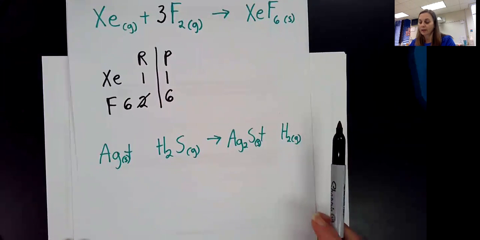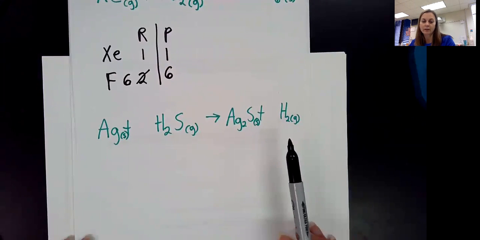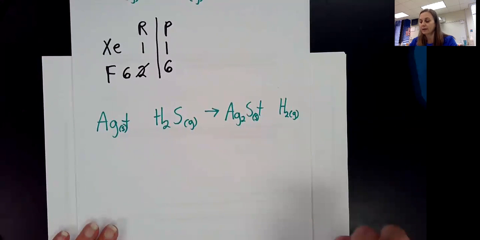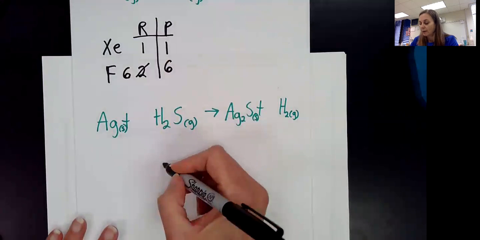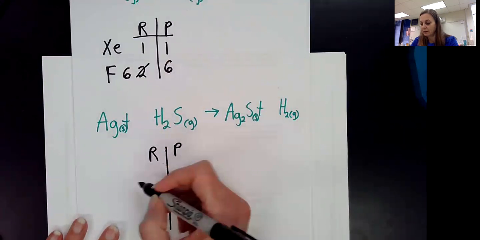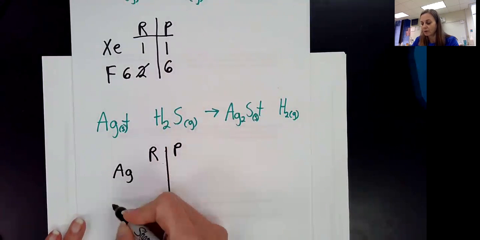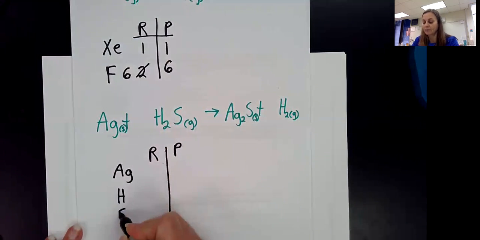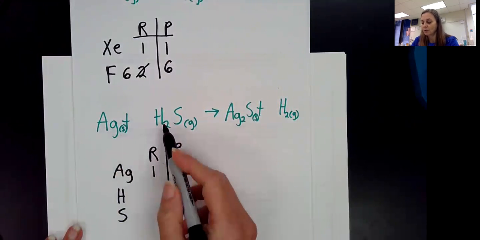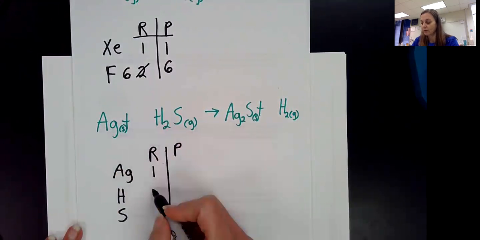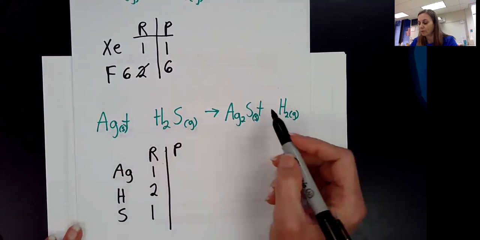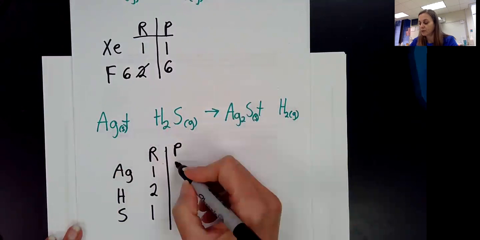All right, taking a look at our next problem, we're going to go through the exact same process, just now we have 3 elements to keep track of instead. And so I'm going to make my T-chart, reactant side, product side. I have silver, I have hydrogen, and I have sulfur. On the reactant side, I have 1 silver, I have 2 hydrogen, and I have 1 sulfur. On the product side, I have 2 silver, I have 1 sulfur, and I have 2 hydrogen.